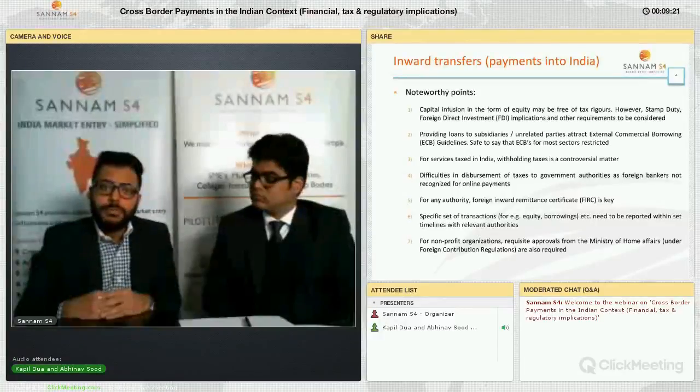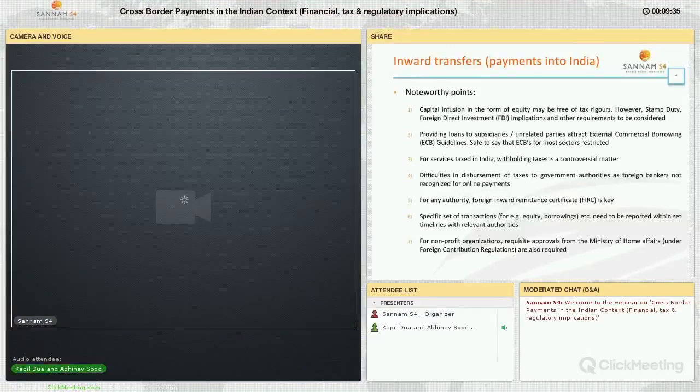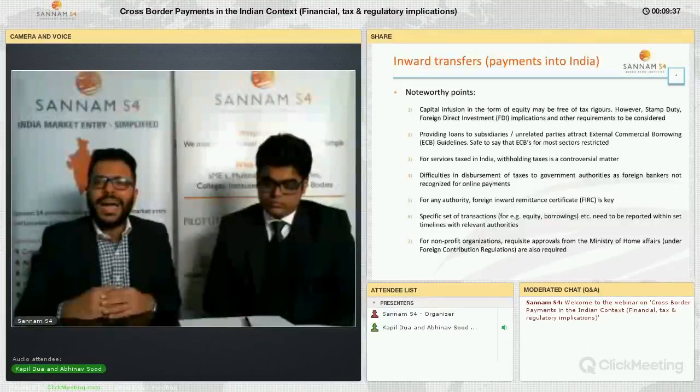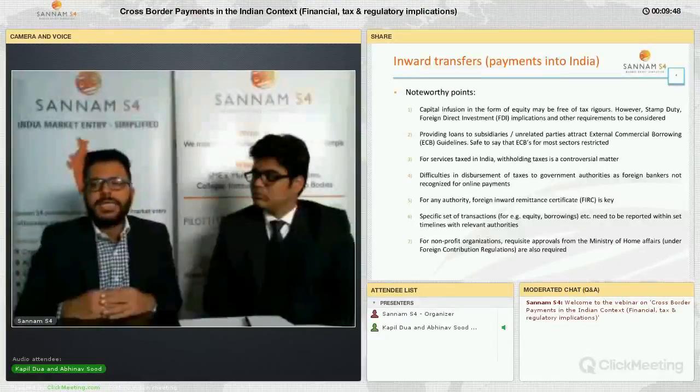For example, providing loans to the subsidiaries. In general, loan providing is open only to some sectors, like power sector, railways, and a few other sectors where ECB is allowed. But on a simple consulting model, like if you send money to the working capital of a consulting company, it is a restricted area to send funds into India in the form of loans.